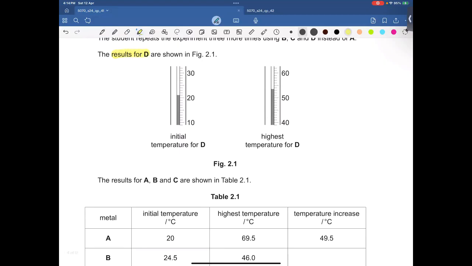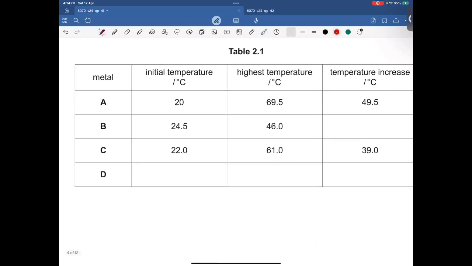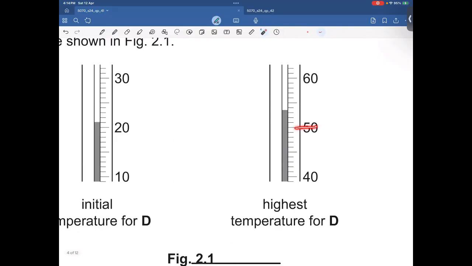The results for D are shown. Let's read this. This is 20. This is 21, 22, 23, 24, 25, 26, 27, 28, 29, 30. So this is 21 degrees Celsius, right? So in D, I need to write 21.0 degrees Celsius because the examiner used 1 decimal place for all values. Now the highest temperature for D is, let's read that, 50, 51, 52, 53, and this is exactly between 53 and 54, which means this is going to be 0.5, so 53.5.